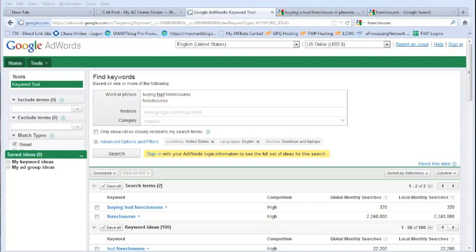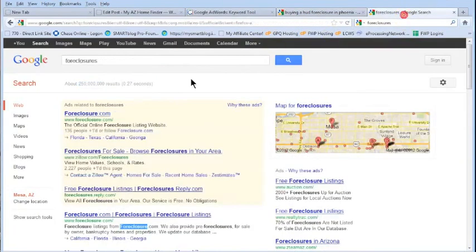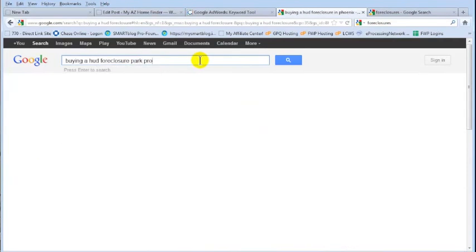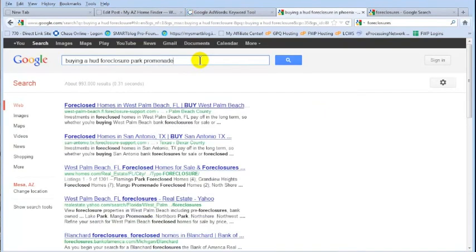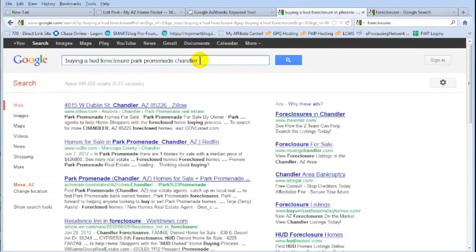Yes. Question. Hey, Mike. If you use Park Promenade, like you were using in the example, and if you come up with, I didn't do it, so I don't know, but a lot of times when you narrow it down in the keyword search, you come up with no results for the keywords that you typed in. Can you speak to that a little bit? Is that because we're too narrow on our search, on our keywords?